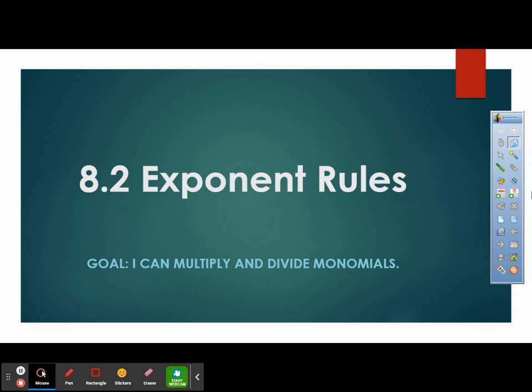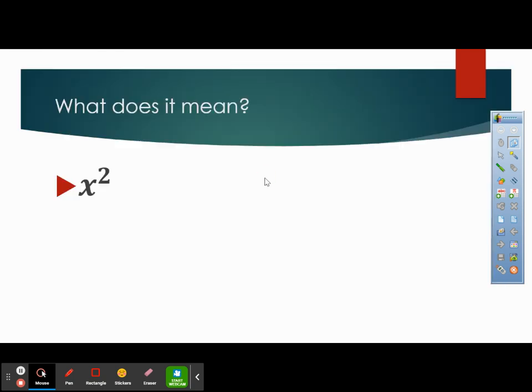My first question to you, you do not have to write this down. This is just a thinking question. Don't call out the answer. I'll call on someone to give us the answer. What does x squared mean? You don't have to write anything down. Just think about it. Chase, what does x squared mean? Yeah, it means x times x. So x squared is the same thing as x times x. Okay?